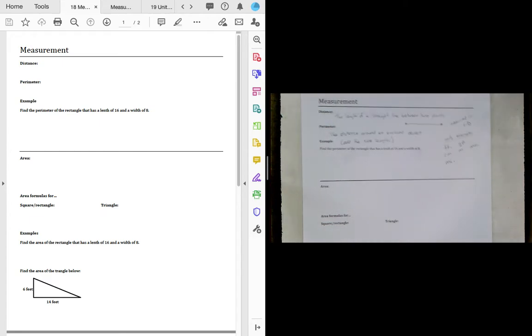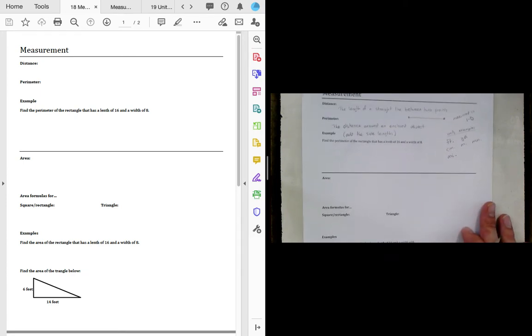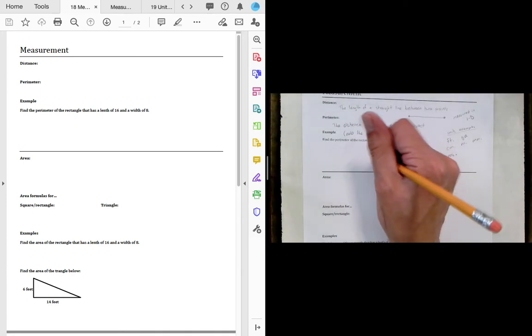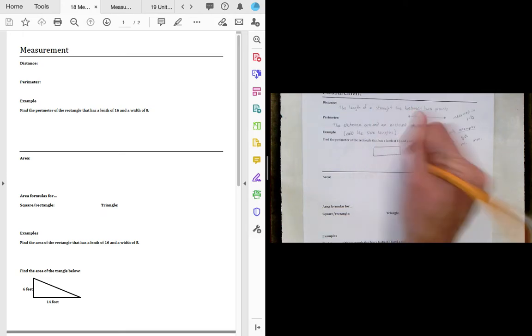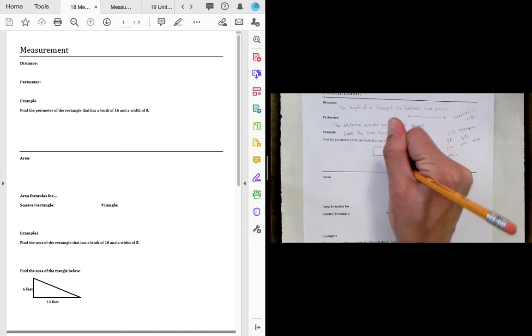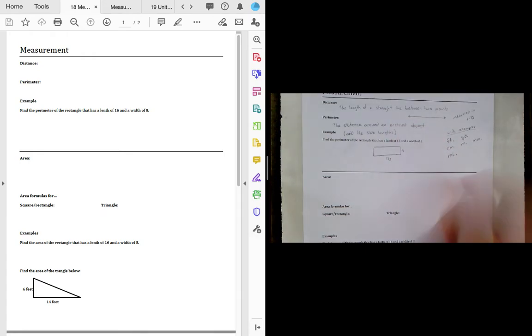So in this first example, it says we want to find the perimeter of a rectangle that has a length of 16 and a width of 8. So maybe my rectangle looks something like this. Notice in this particular problem, we didn't have a unit attached to it, so we don't need a unit in our final answer. But if this would have said the perimeter of a rectangle that has a length 16 feet and a width of 8 feet, then we would want to make sure that we put in our answer that the perimeter is measured in feet as well.